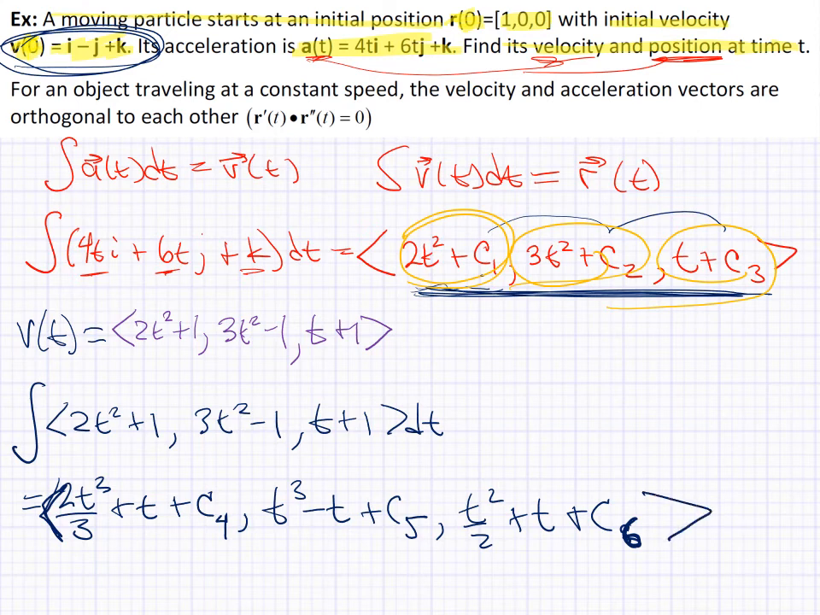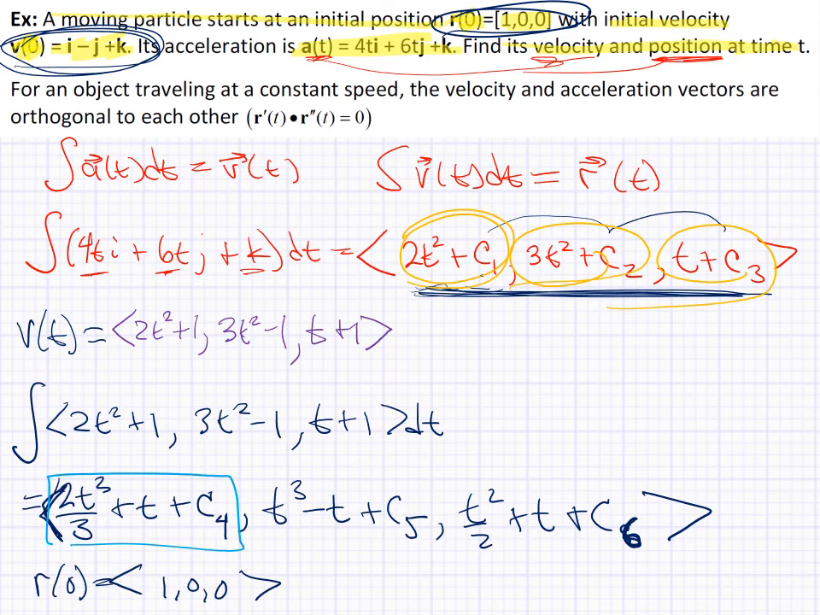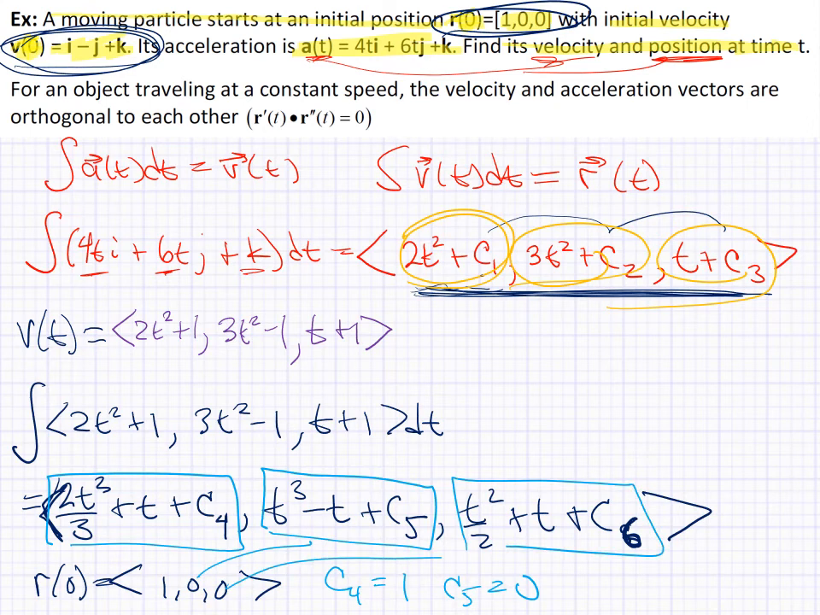All right. And now what we want to do is solve for that. That's where this initial position is going to come into play. So in this case, we know that r of 0 equals 1, 0, and 0. So when t equals 0, this here has to equal 1. So if t equals 0, I think we can really see that C4 is going to have to be 1. When t equals 0, this whole thing has to equal 0. That's this piece. So you see right away that C5 would have to be 0. And then when t equals 0, this piece would have to equal 0 as well. So you see C6 has to equal 0.